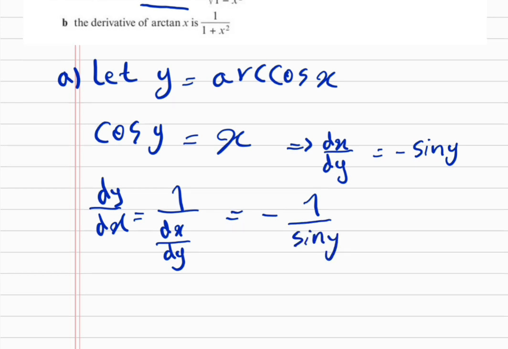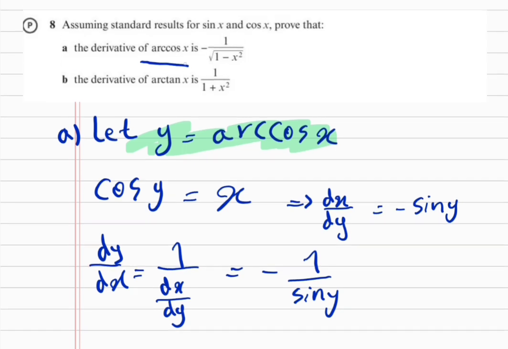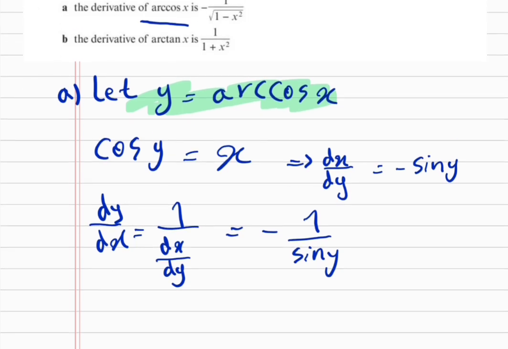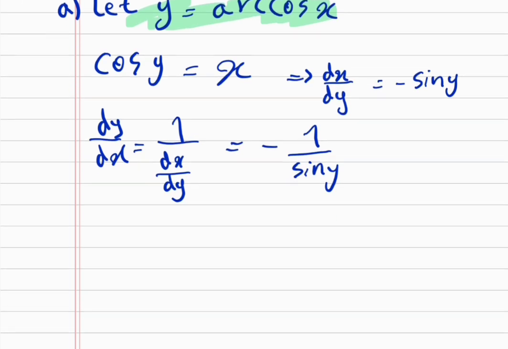Okay, so now we know dy/dx, and remember that initially we had y is equal to arccos x, and we found dy/dx is equal to minus 1 over sine y. But it's not quite what the question is asking us to show, because the question is asking us to show the derivative is minus 1 over 1 minus x squared under the square root. So in this case, we need to do some more adjustments.